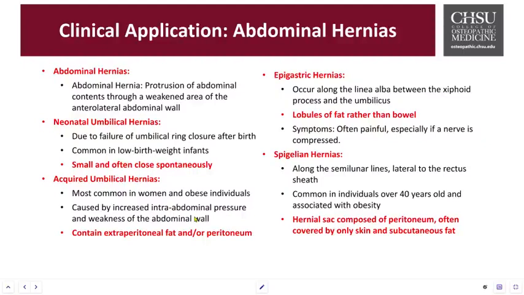Then we have the epigastric hernias that can occur along the linea alba between the xiphoid process and the umbilicus. You'll see lobules of fat rather than bowel protruding, oftentimes very painful. And the Spigelian hernias are the ones that are lateral to the rectus sheath, more common in individuals over 40 years old and oftentimes associated with obesity. This is where the hernial sac, composed of peritoneum, oftentimes covered by the skin and fat, is weakened.